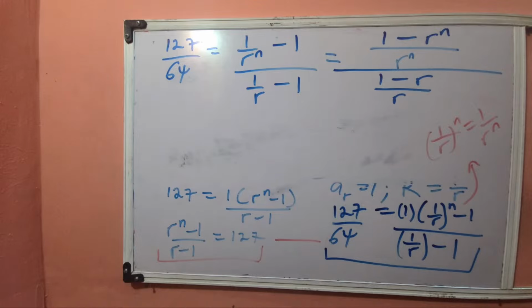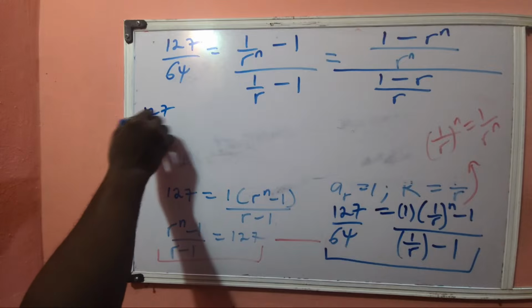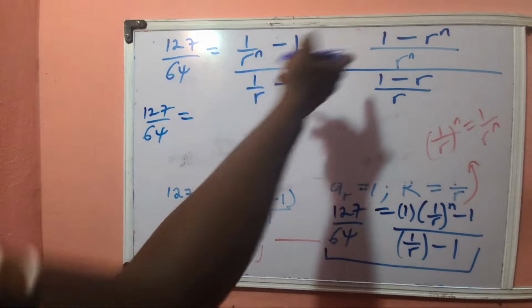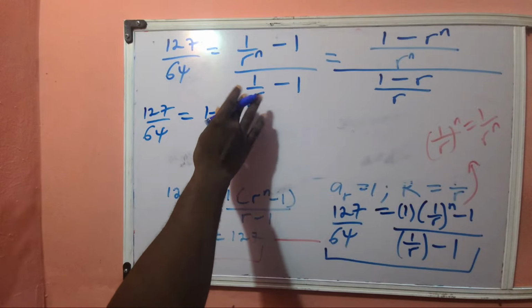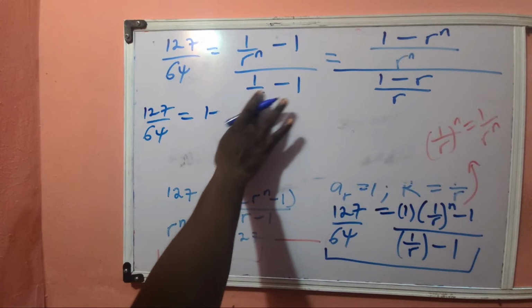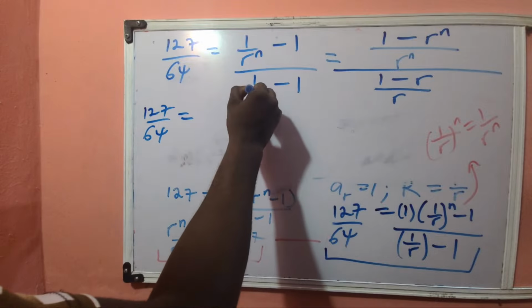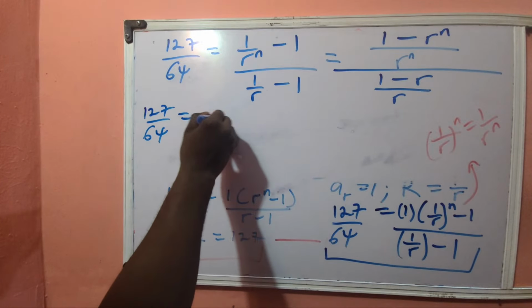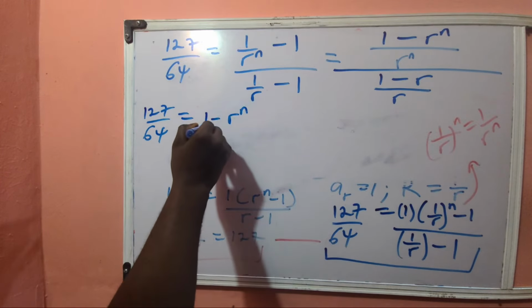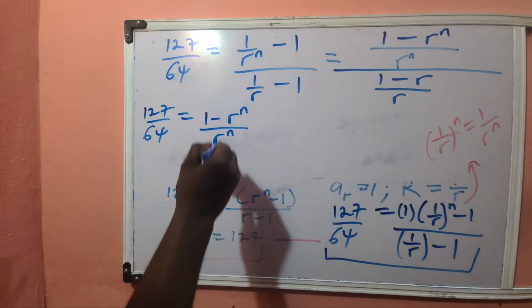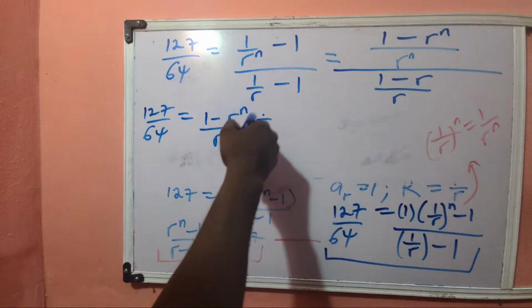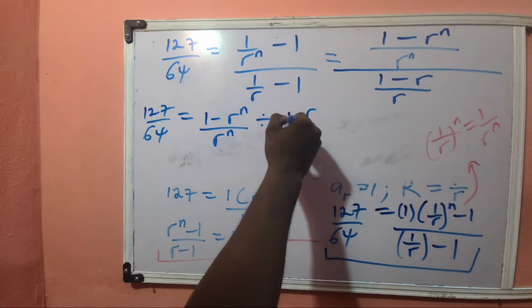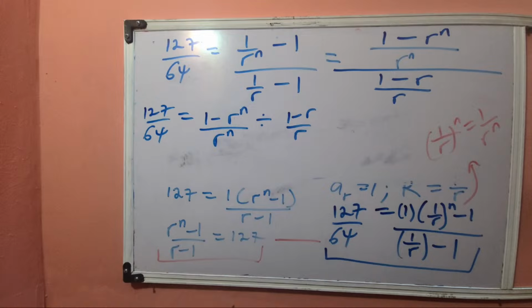So let's quickly, now we can write 127 over 64 is equal to, look at what this is going to turn to. We have 1 minus r raised to power n. Let me write this a bit clearer. So we have 1 minus r raised to power n over r raised to power n. Now we had divided by, I'm turning this to this symbol, 1 minus r over r. All right.